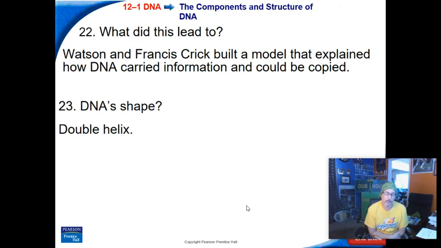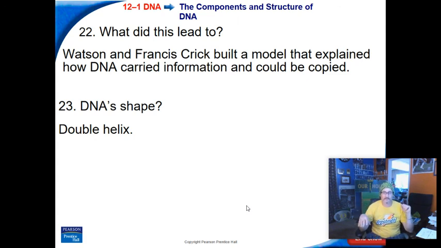So what did it lead to? Watson and Crick, Wilkins to a smaller degree, built a model that explained how DNA carried genetic information, and also kind of accidentally figured out that if you unzip the two sides of the ladder, they form templates, and then enzymes bring in the new nitrogen bases and build a new molecule. So they also figured out how DNA replication takes place, and they really figured out the secret of life and how life propagates itself. Shape, double helix.